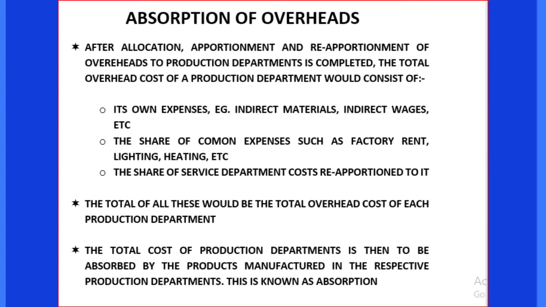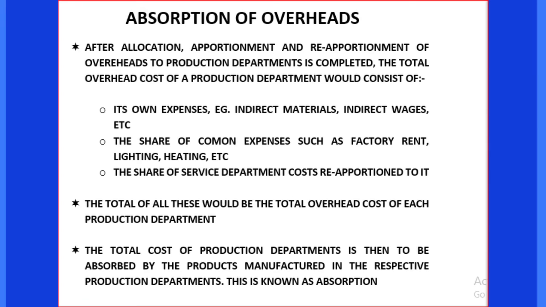Let's look at the last paragraph. The total cost of production departments is then to be absorbed by the products manufactured in the respective production departments. This is known as absorption. So I hope you have understood the meaning of the various terms. Apportionment is when you're giving a proportion of the common expenses to the various departments, and reapportionment is when you're going to give the service department cost to the production departments.